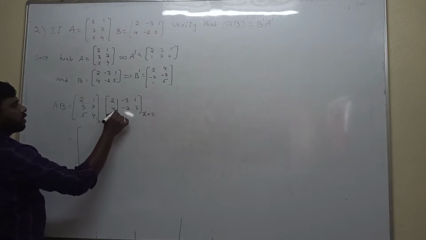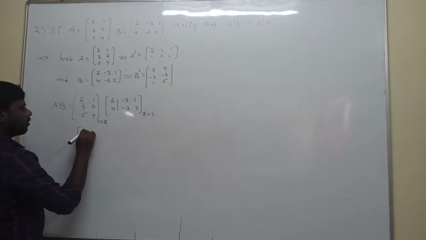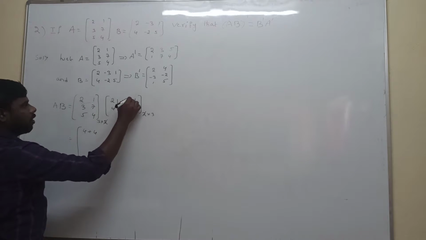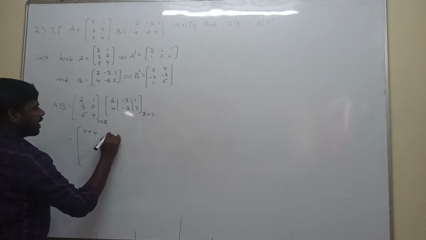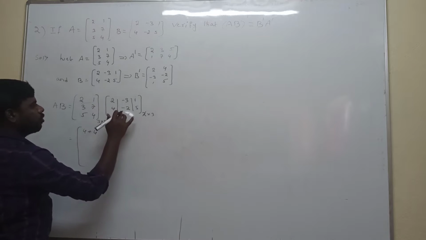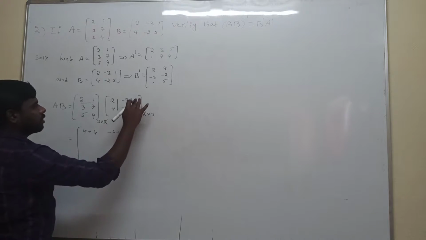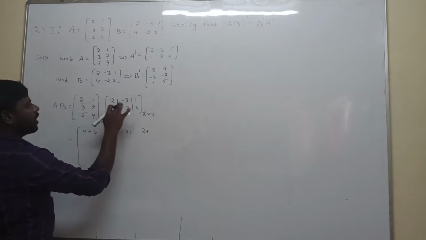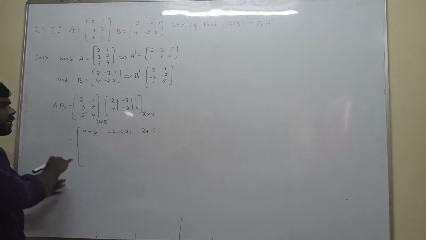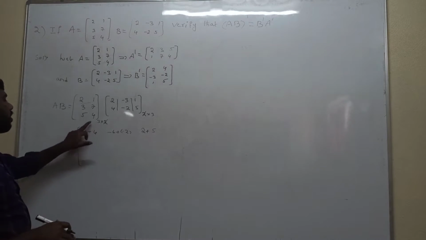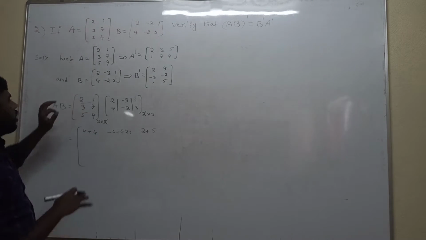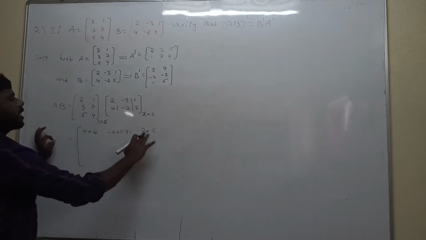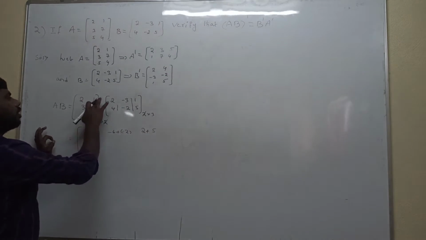First row, first column: 2 into 2 is 4, plus 1 into 4 is 4. Next, first row, second column: 2 into minus 3 is minus 6, plus 1 into minus 2 is minus 2. Next, third column: 2 into 1 is 2, plus 1 into 5 is 5. Because we are getting 3 rows and 3 columns, this position is first row, first column; this is first row, second column; and this position of the element is first row, third column.